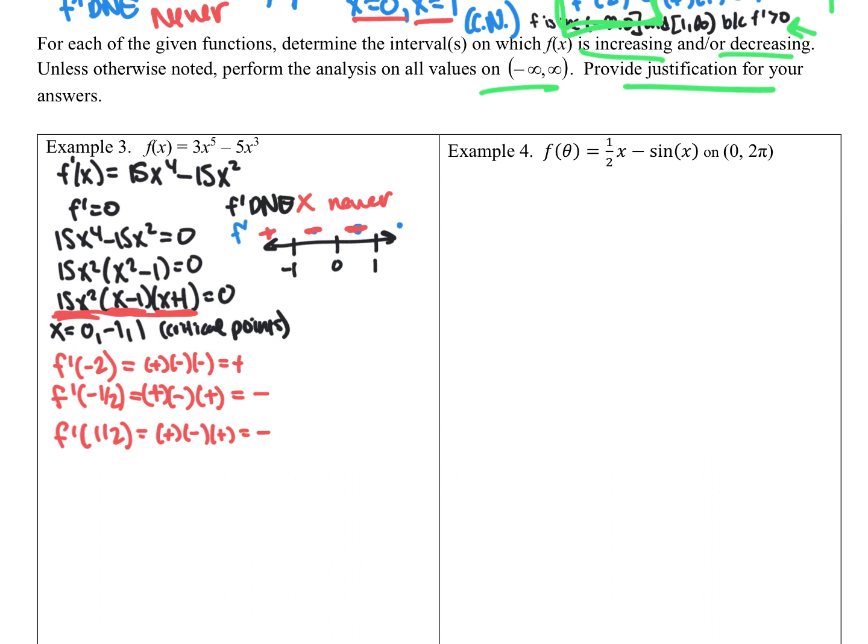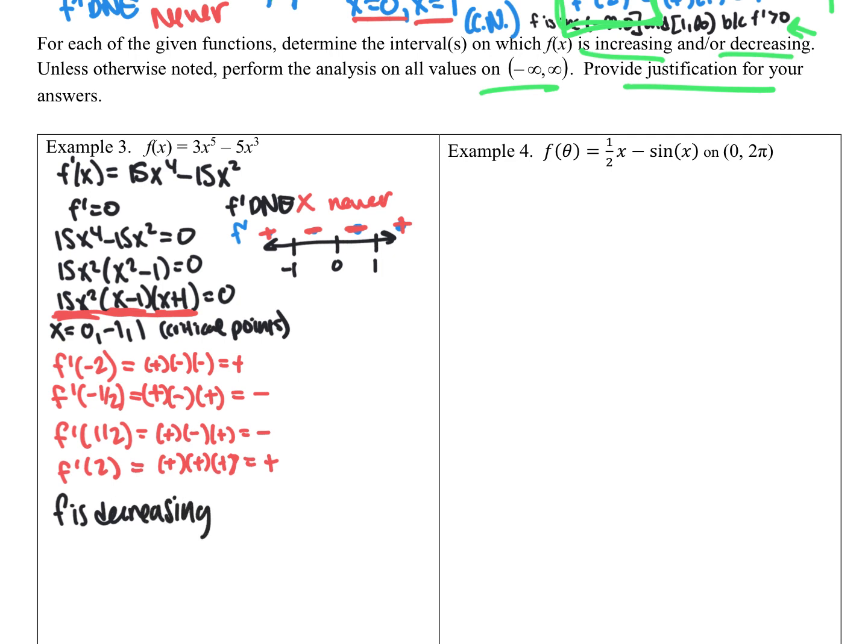And then we need to test a value bigger than 1, so let's pick 2. So 15x squared will be positive, 2 minus 1 will be positive, and 2 plus 1 will be positive. So this is going to be a positive. So it's positive from 1 to infinity. So then we already know our intervals, so we can just state that f is decreasing.